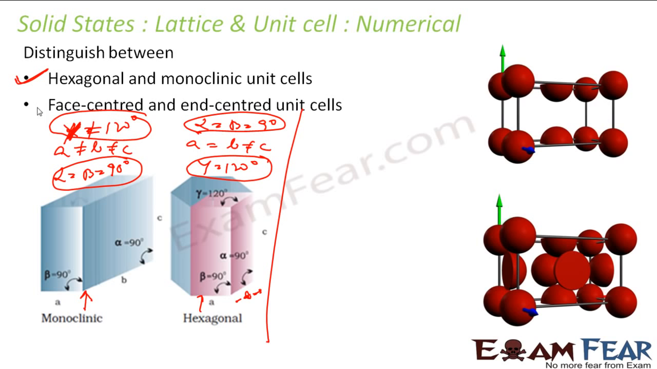The next question was the difference between face centered and end centered. So we have these 2 diagrams. This is my face centered and this is my end centered. Correct? So if you see the face centered, you have atoms in all the faces, and how many atoms per unit cell? We have calculated 1, 2, 3, 4, 5, 6. 6 into 1 by 2, it is 3 plus 1, 4. So we have 4 atoms per unit cell. Here you have 1 plus 1, 2 atoms per unit cell. Correct? So that is the difference.